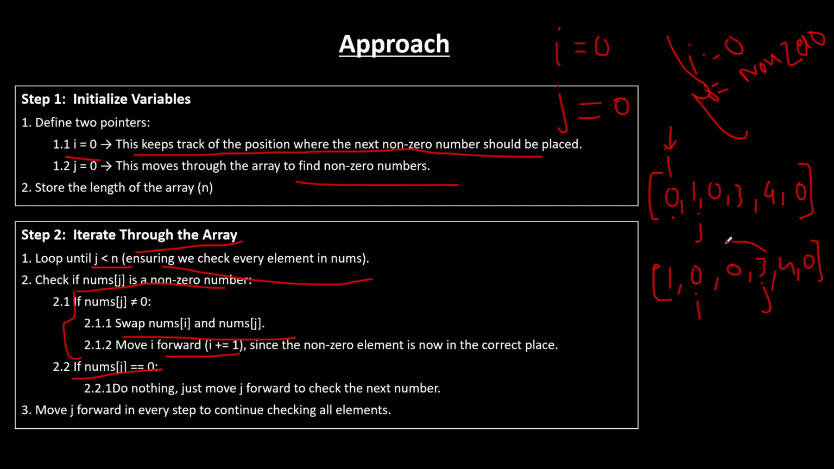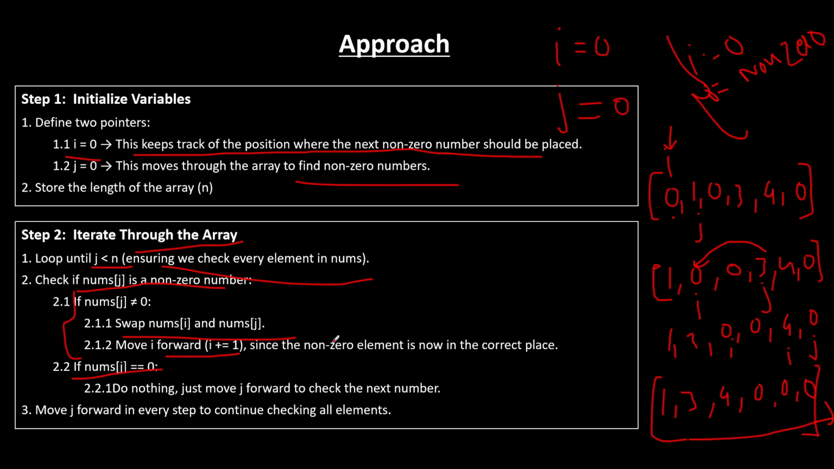What are we going to do? It will swap this again. So it becomes 1, 3, 0, and 0, then 4, then 0. And i from here comes here again in the zeros position, and j comes here. Again it will get swapped. We get 1, 3, 4, 0, 0, 0. And j comes here, it's still 0. It will try to move ahead, and the size of the array will end, and we will come out of the loop. Right? Move j forward at every step to continue checking all elements.